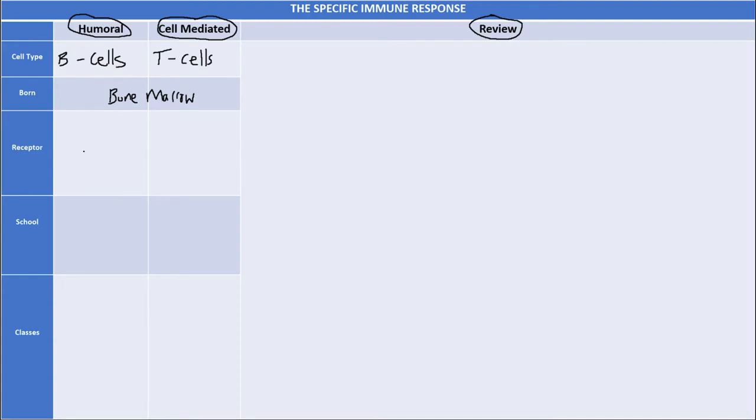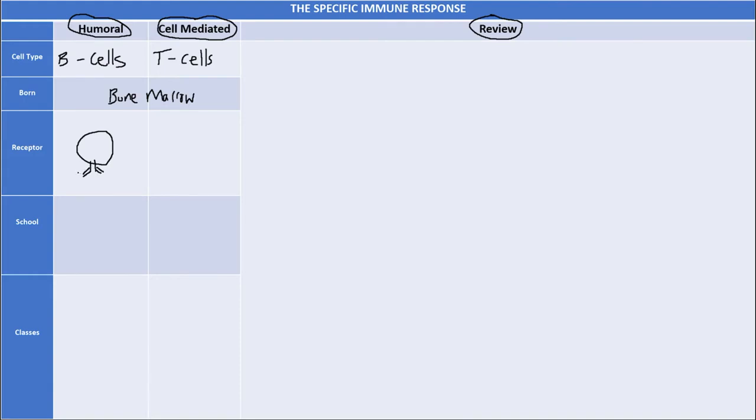Basically, they pick a shape of receptor. And again, if you've done the macromolecules unit, you'll know that receptors are proteins, and proteins have a specific shape, and that specific shape is determined by the genes or the genetic information. So B cells pick their receptor, and their receptor is a Y-shaped protein.